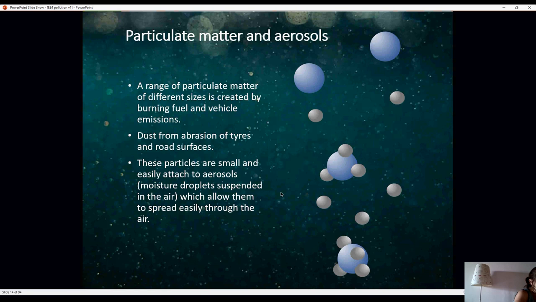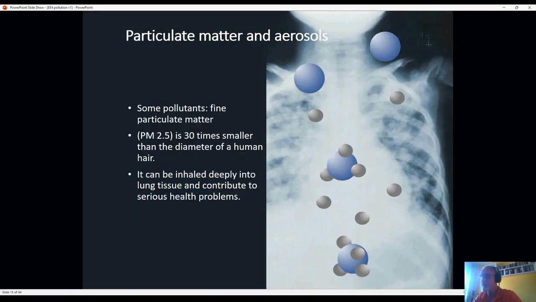Because they're bigger, or slightly bigger, they are subject to air movements, and so they can become really quite mobile. And of course we will breathe these, and when we breathe them in, this is something which can cause serious problems in the lungs. Okay, so for example, if we look at the example of the PM2.5s, particulate matter 2.5, the 2.5 refers to microns, which are micrometers. Okay, so that's 10 to the minus 6 meters. So it's pretty small, but to give you an idea, it's about 30 times smaller than the diameter of a human hair. So that's pretty small.